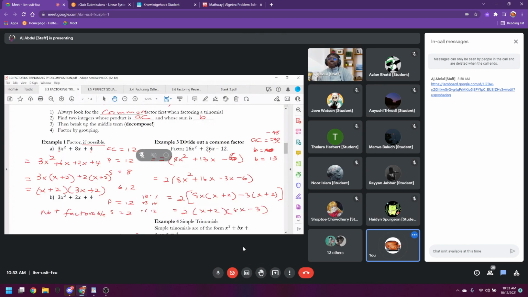Okay. I probably should have asked this earlier, but how did you get the negative 48? Maybe I'm just slow right now, but does anybody know how we got the negative 48? We multiply the 8 by 6. So the method of decomposition, you take your A and your C and you multiply them.